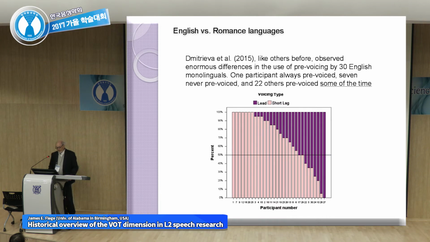Dmitriev, in a recent article, like others before, observed enormous differences in the use of pre-voicing by 30 English monolinguals. One participant always pre-voiced, 7 never pre-voiced, and 22 others pre-voiced some of the time.